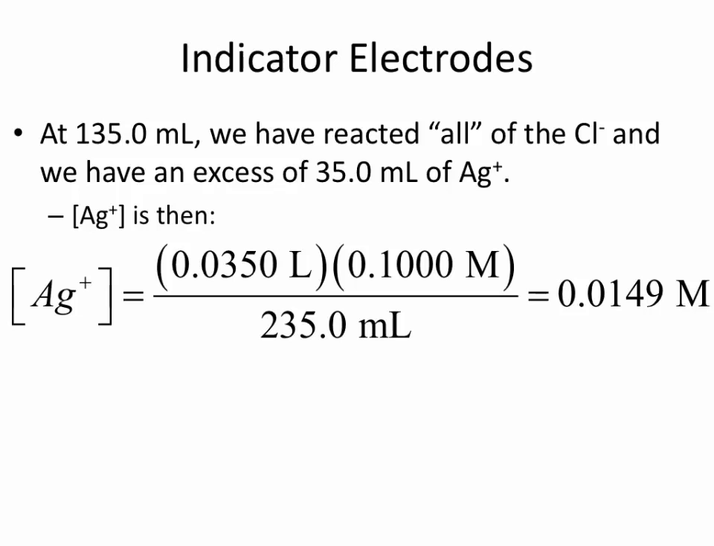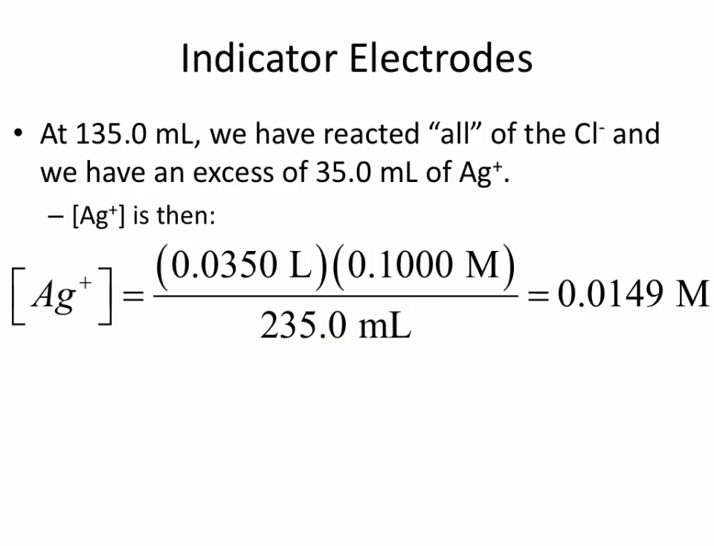At this point, we've now reacted all of our chloride ions, and I say "all" in quotes because we haven't actually reacted away all of our chloride, but we've reacted away virtually all of it. In any case, we have an excess of 35 milliliters of our silver ions, and the silver ion concentration is our 35 milliliters, converted to liters, that we have extra, multiplied by the concentration of our silver nitrate solution, divided by our total volume.